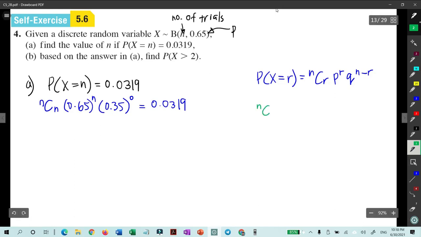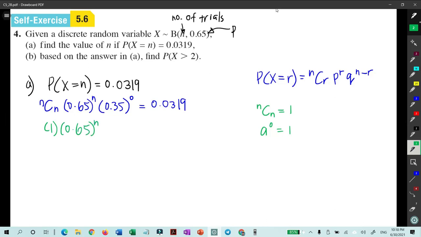nC n is actually equal to 1. So in this case, nC1 is equal to 1, and a to the power 0 is also equal to 1. For any base with a power of 0, it is equal to 1. So 1 times 0.65 to the power n, and then 0.35 to the power of 0 is also equal to 1.